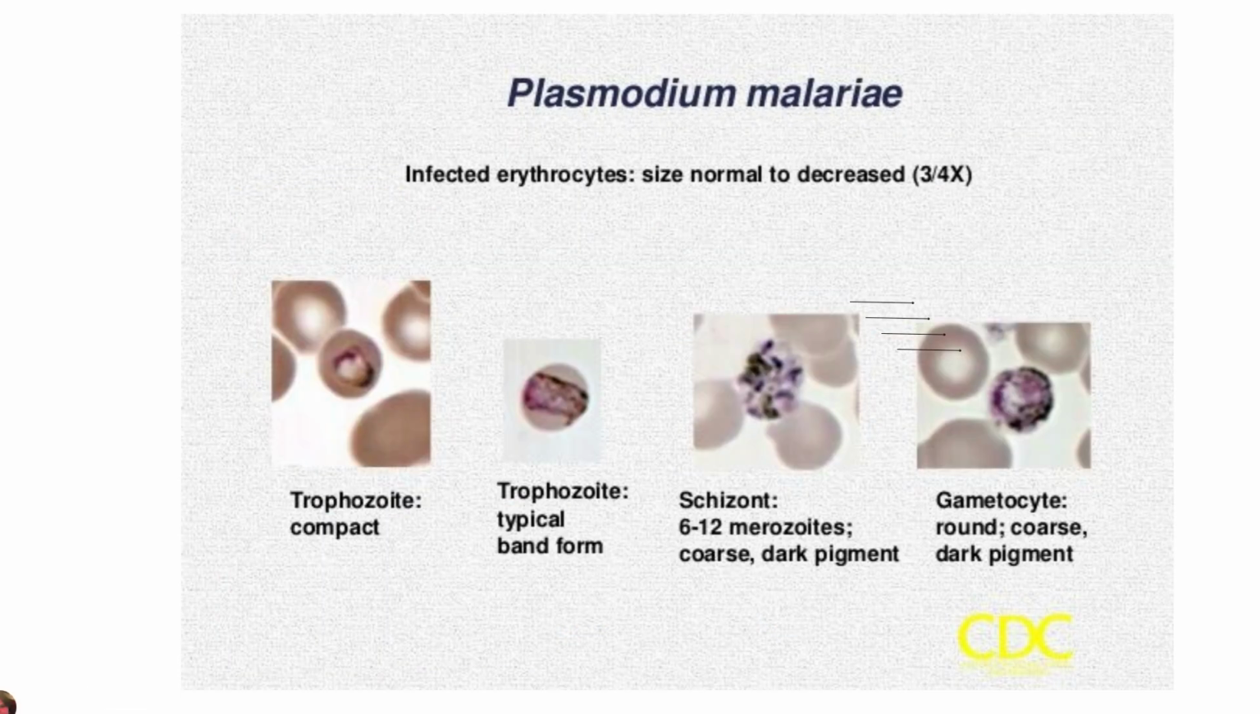So lastly, we have the Plasmodium malariae. It can have a trophozoite of two types. So the compact trophozoite, like everybody else's, and it has a typical band form trophozoite. And again, they have pigmented schizonts. So along with merozoites, there is pigment also in the schizonts, and along with coarse round pigment, there are gametocytes. Ovale's gametocytes also had pigment.